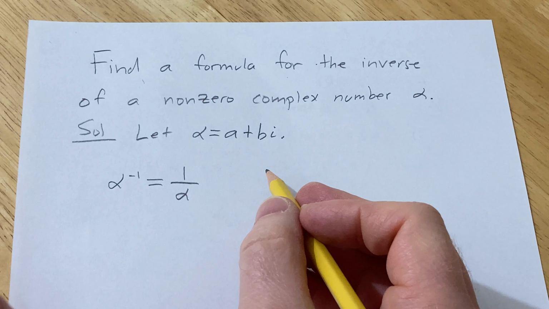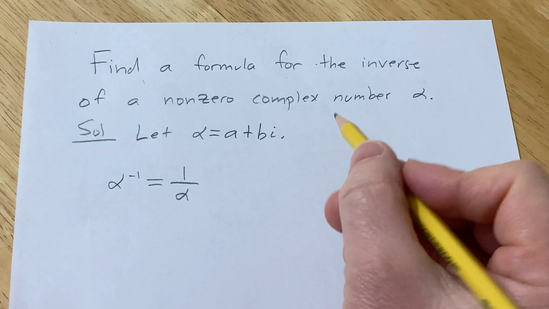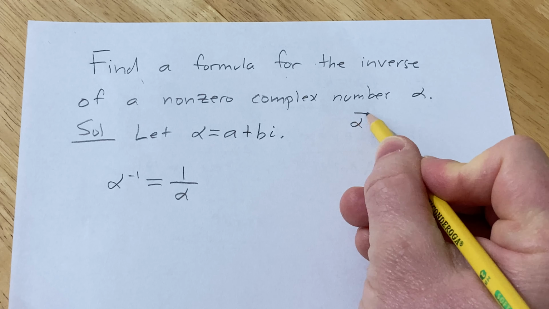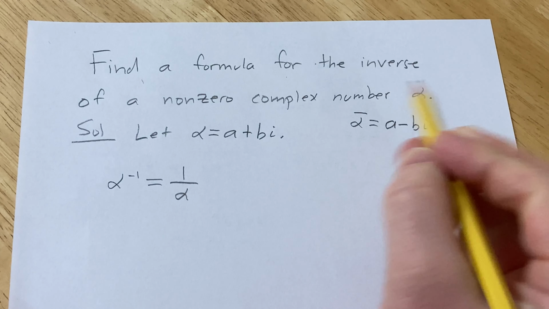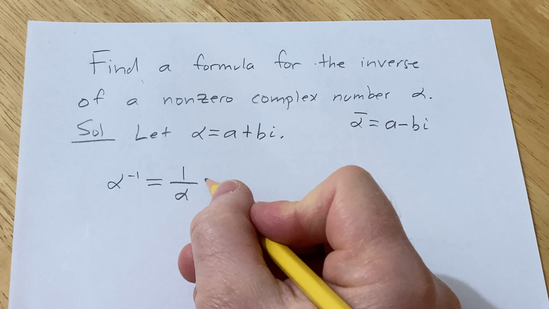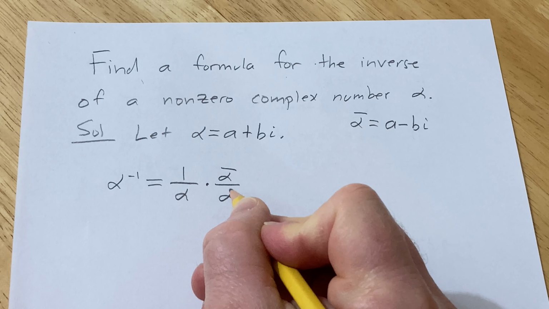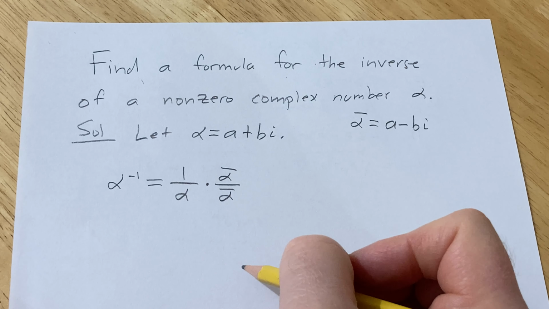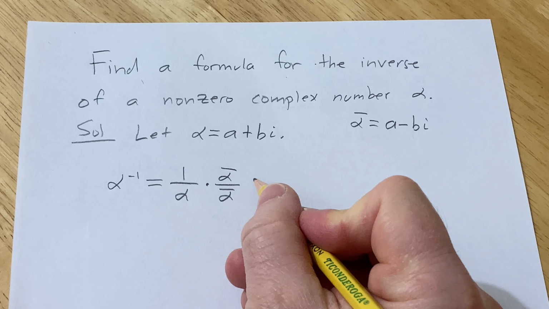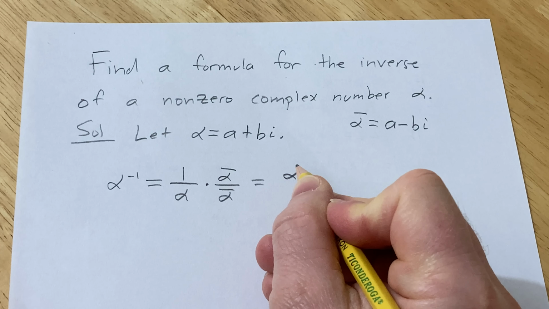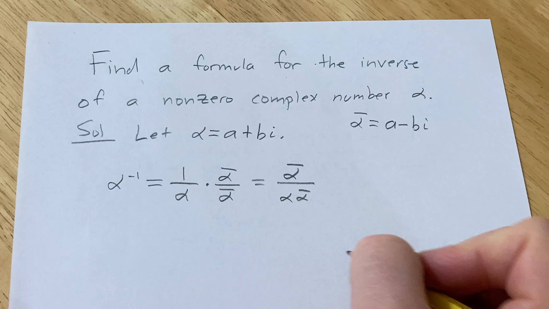And so the trick here is to multiply by the conjugate of alpha. So recall that the conjugate of alpha in this case is simply a minus bi. Right? You just basically switch the sign. So to do that, we'll multiply by the conjugate of alpha over the conjugate of alpha. We're basically multiplying by 1. And again, alpha here is not 0, so there's no issues. So this is equal to alpha conjugate over alpha alpha conjugate.